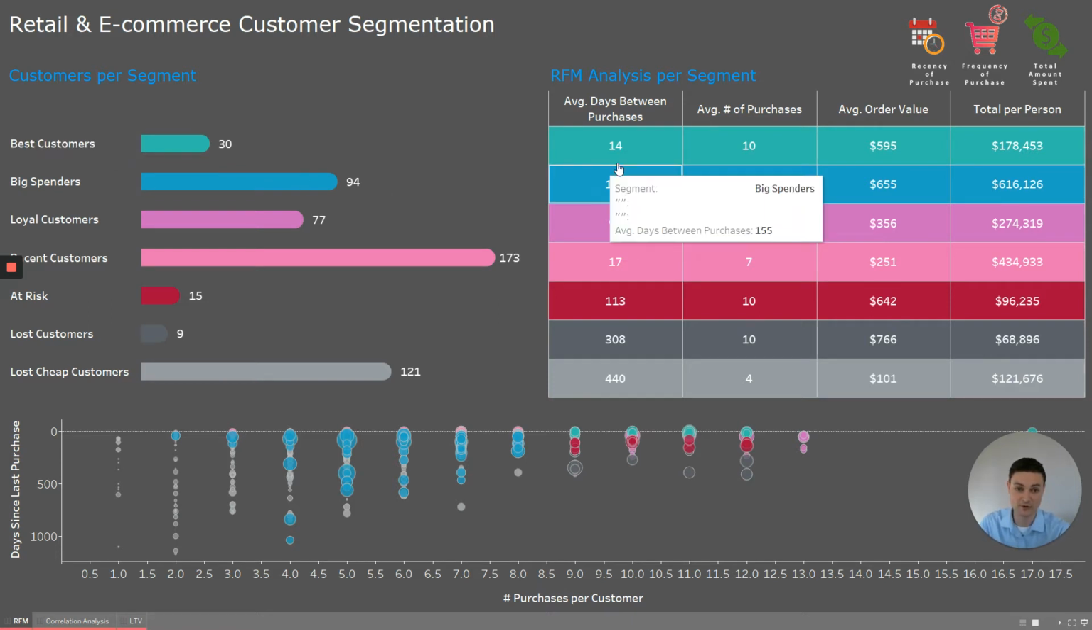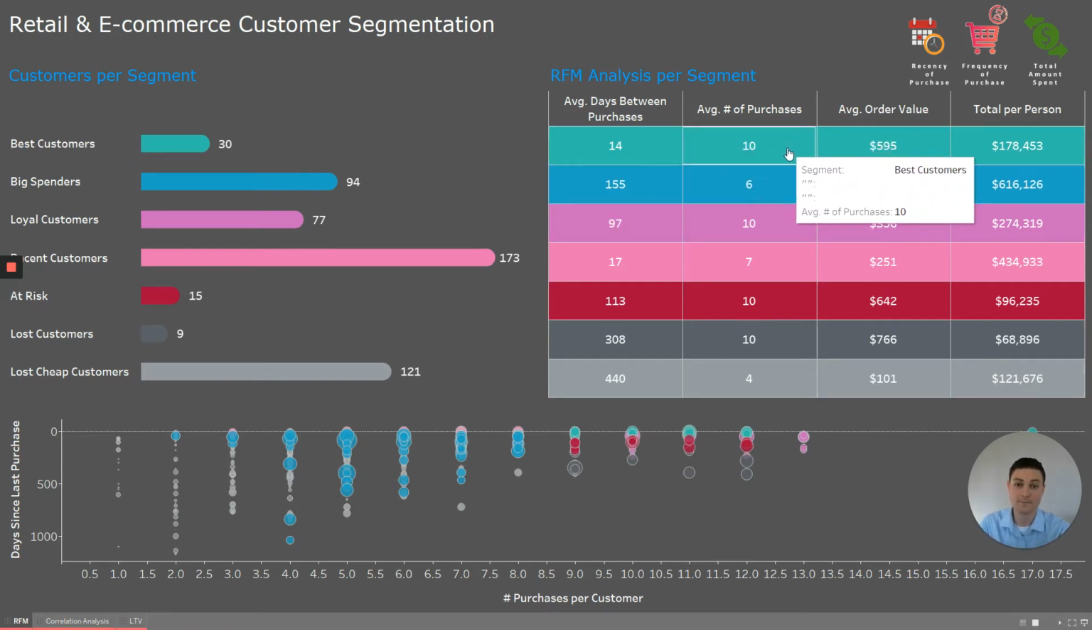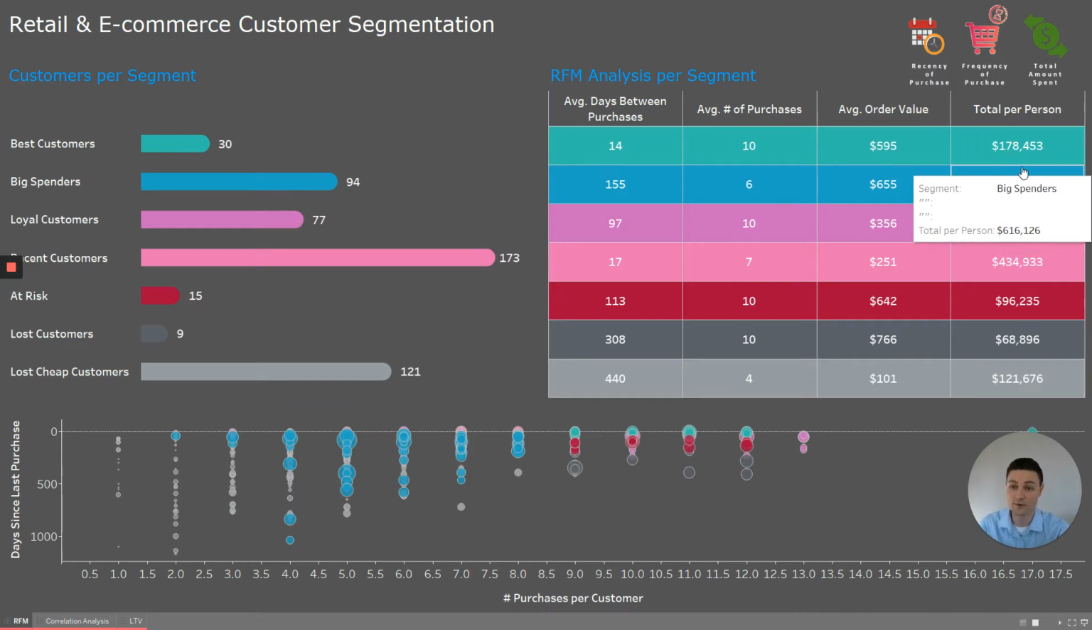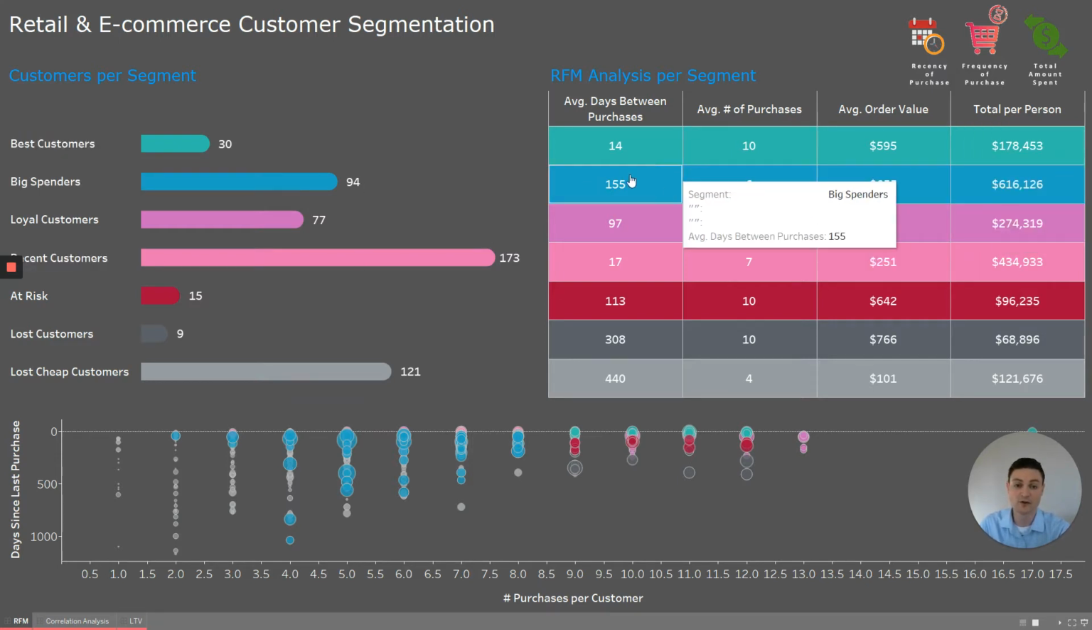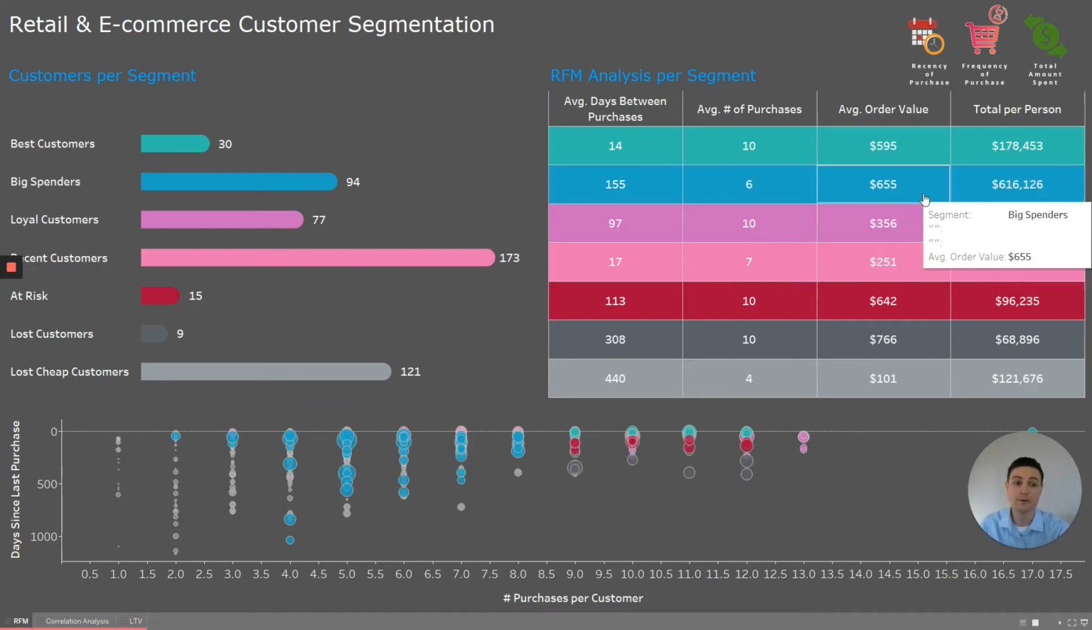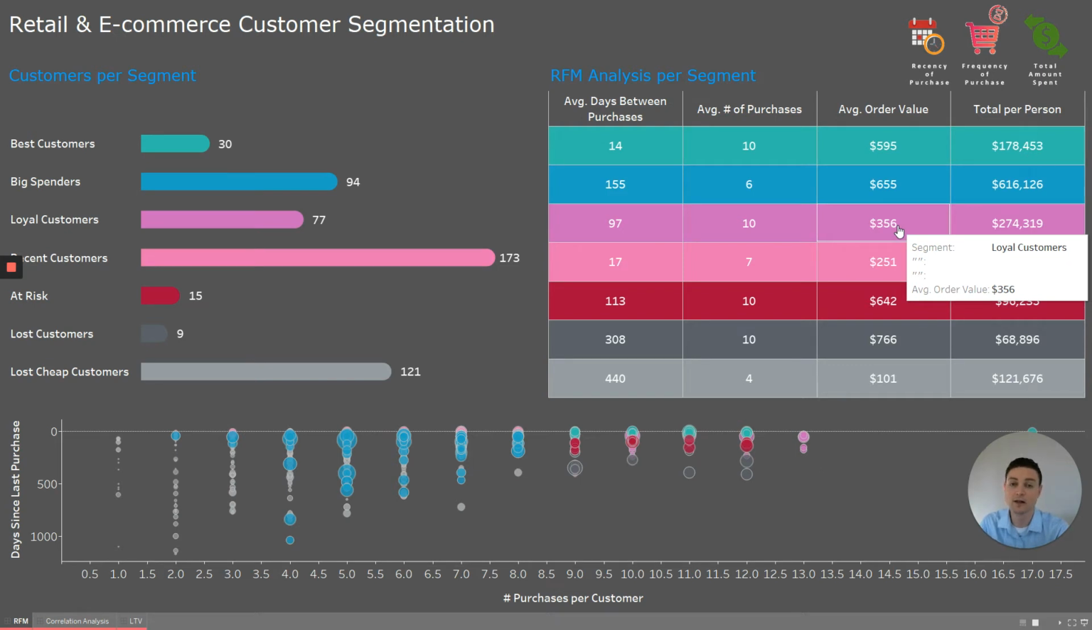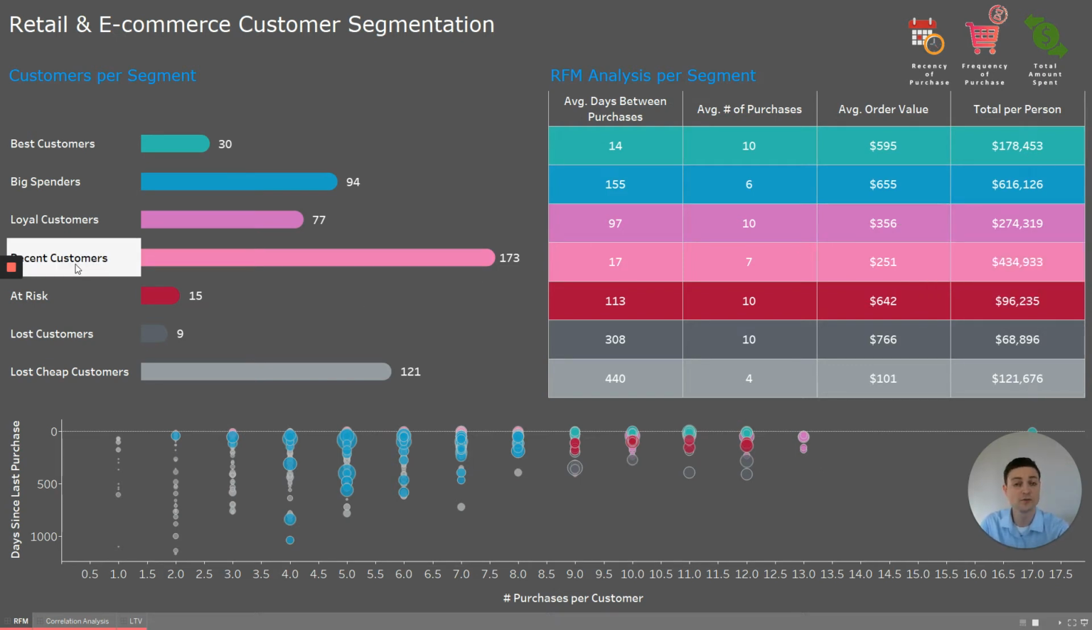Here's our best customers. They purchase frequently, they bought a lot, they spend a lot, they're worth a lot. Here's big spenders. They purchase infrequently, but when they do, they spend a lot. Here's loyal. They purchase all the time, but it's small increments. Here's recent customers, people we need to nurture. These are people at risk.